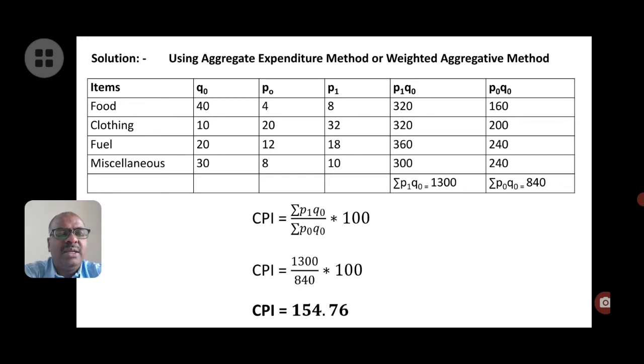Now we've got the required numerator and denominator for the consumer price index formula. So CPI is equal to 1300 divided by 840 into 100, which is 154.76, which means the prices in the year 1998 have increased by 54.76.